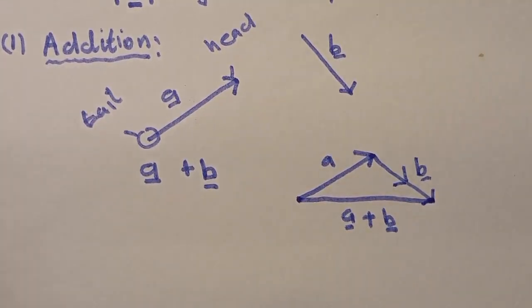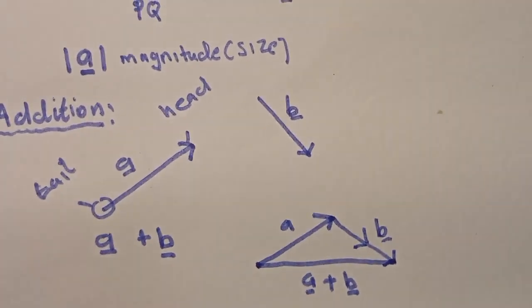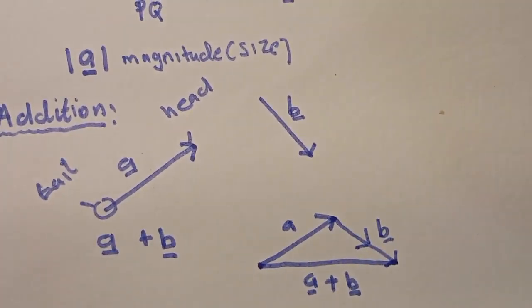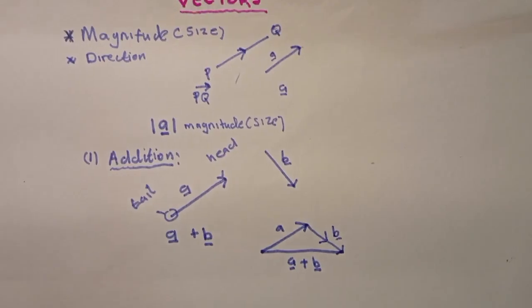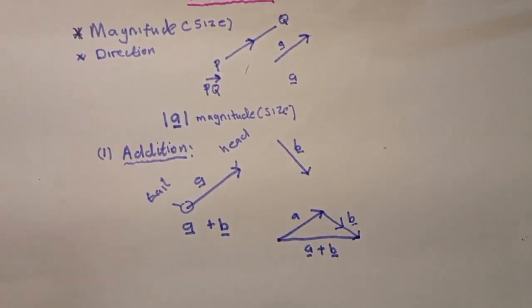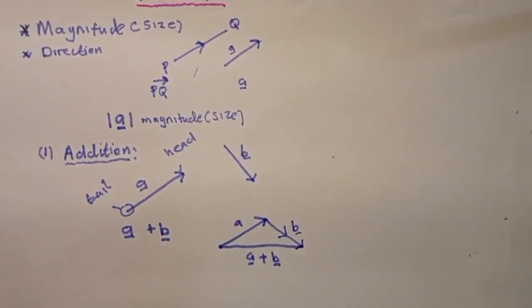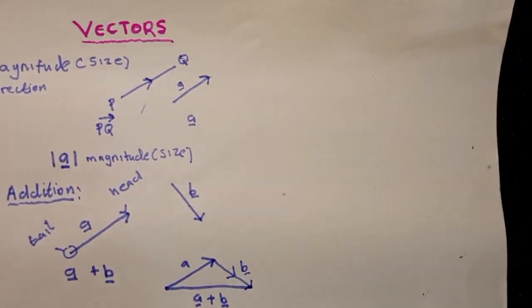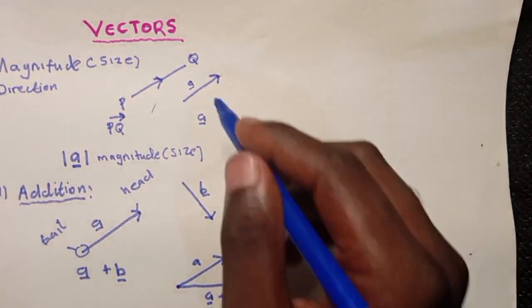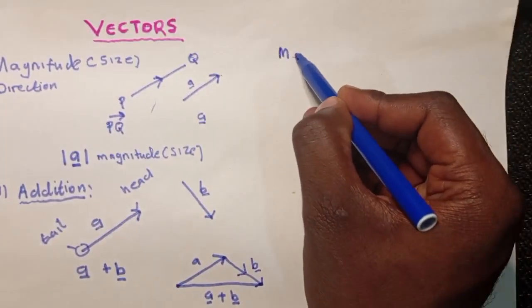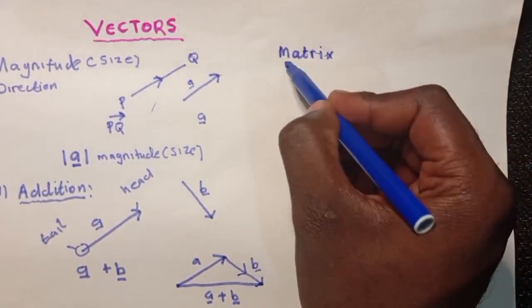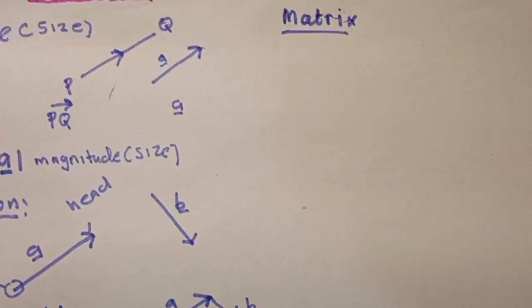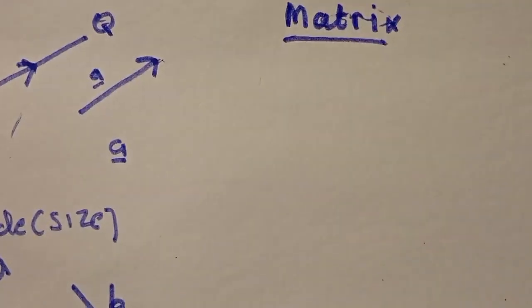Okay, so let's look at now the matrix representation of vectors. I'm just trying to create enough room here. So we've talked about a number of things. So let's look at the matrix representation of the vectors. Let's just put it here.